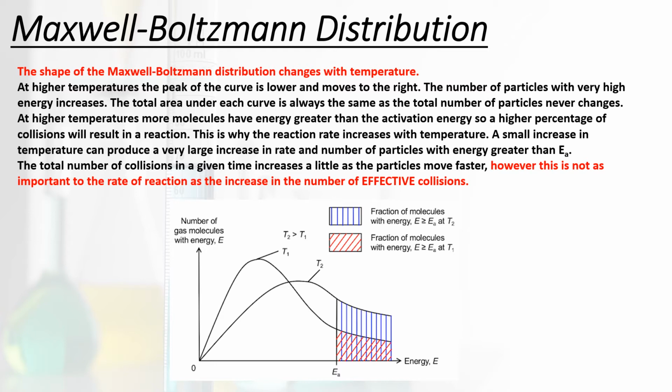And so the peak, the most probable energy, is slightly lower down, because we now have more particles having energy greater than that. So the number of particles with very high energy increases. The key thing is that the total area under each curve is always the same, because no matter what temperature we're at, the total number of particles never changes. We've not added more or taken away, we've just changed the temperature. So the area under the curve, which is the total number of particles, never changes.